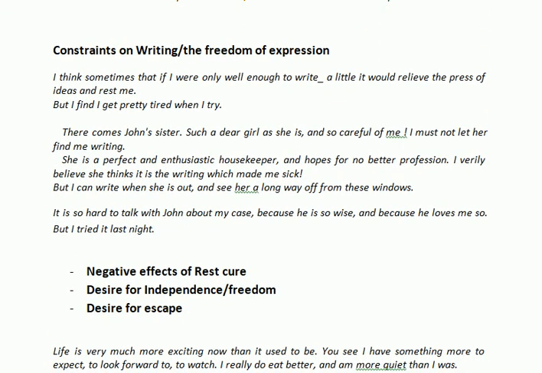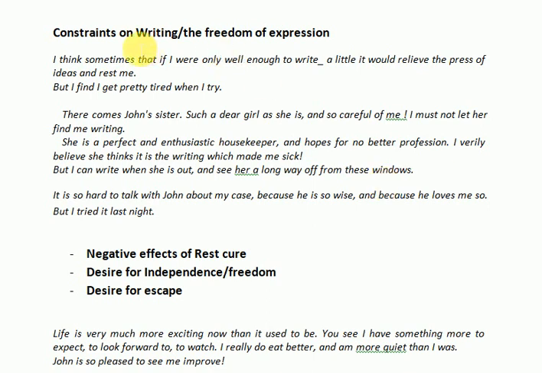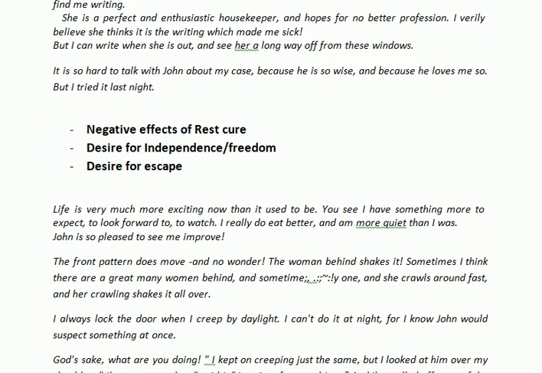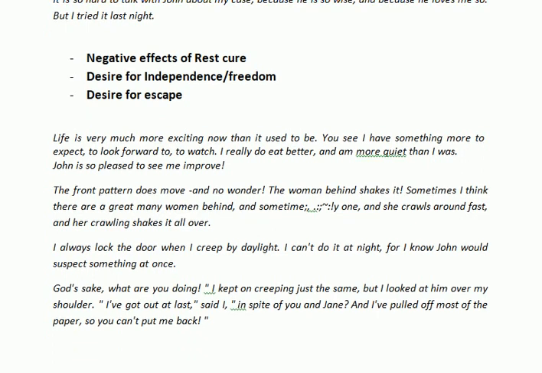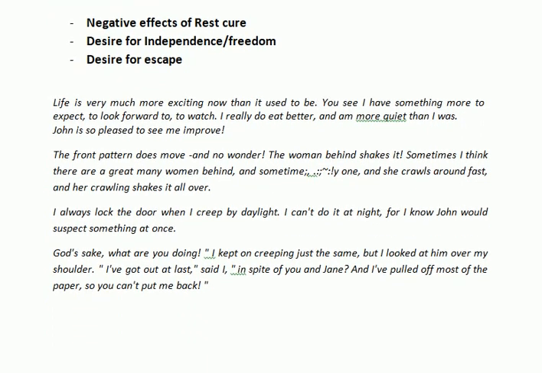And then these are the lines which support the theme where people put constraints on writing and constraints on the freedom of expression. And I think sometimes that if I were only well enough to write a little, it would relieve the press of ideas and rest me. But I find I get pretty tired when I try, because she has to be sly about that. She tried last night, so she was not allowed to do this writing, but she believes that if she is allowed to write and to express herself, that would do her good. But nobody believes in her, because she was a woman of that society, and women are not to be believed in that society, rather men.